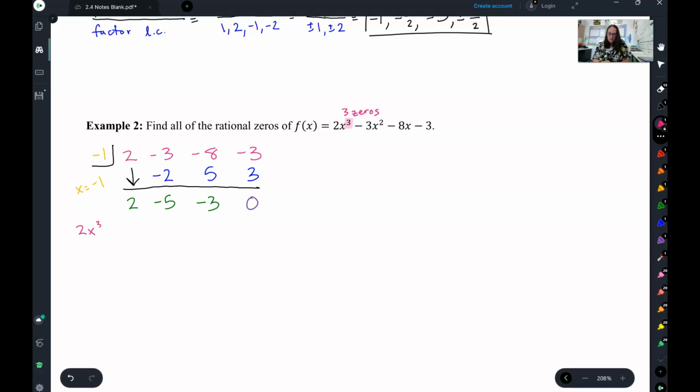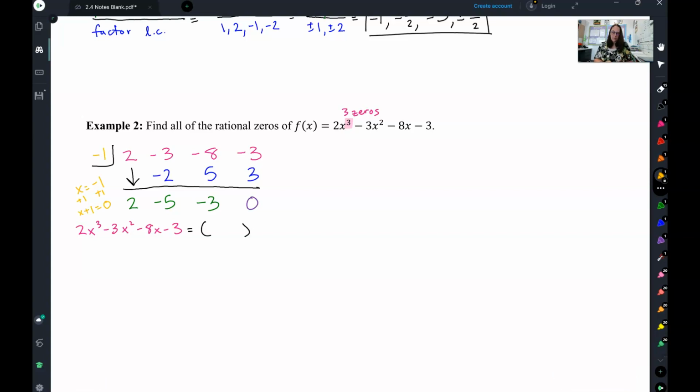So I have 2x cubed minus 3x squared minus 8x minus 3 equals... Now, if this is my 0 form, remember we have to do the working backwards step to get it into factor form. So I'm going to add 1 to both sides. My factor is x plus 1 equals 0. So x plus 1 is my factor.